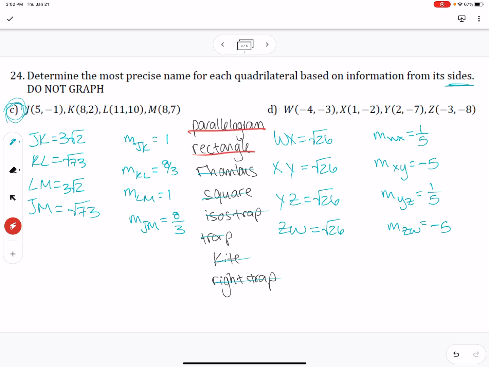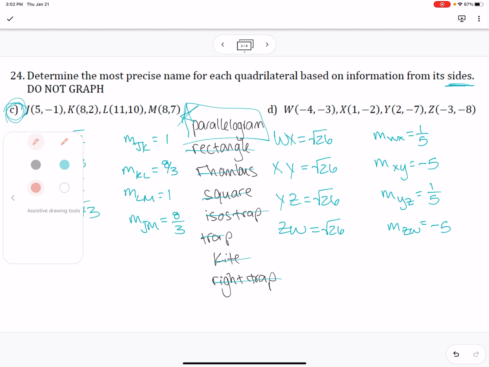And we can tell what each of those are based on the slope. The slope of a rectangle has to be opposite reciprocal for its sides. These are not opposite reciprocal slopes. Therefore, the figure for number 24C has to be a parallelogram.